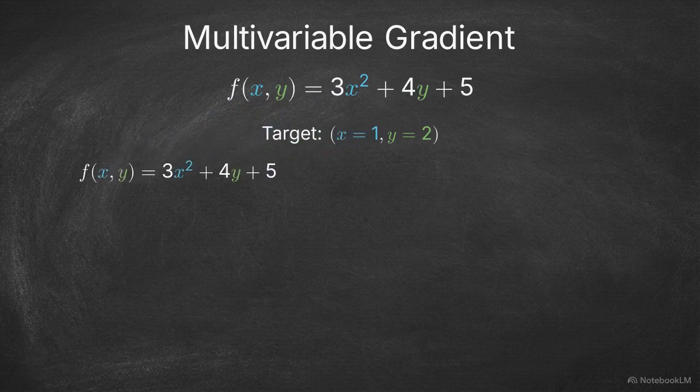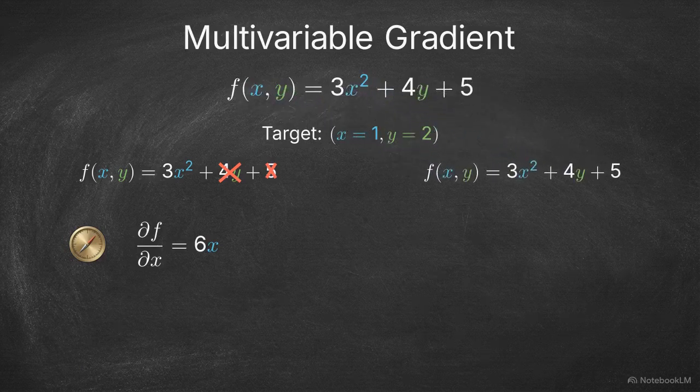Let's start with x. We treat every other variable as a static number. The derivative of 4y becomes 0. The derivative of 5 is 0. We apply the power rule to 3x squared, leaving us with a partial derivative of 6x.